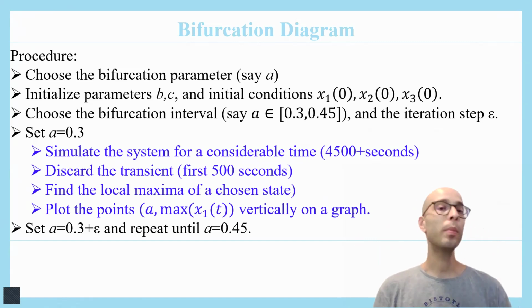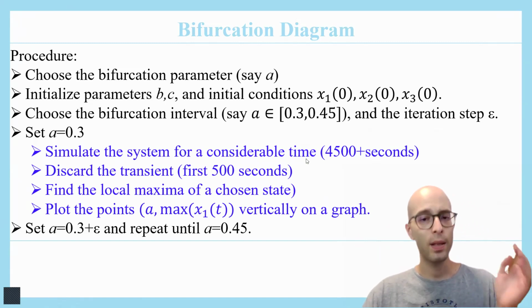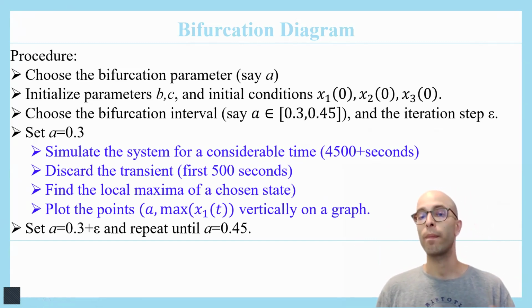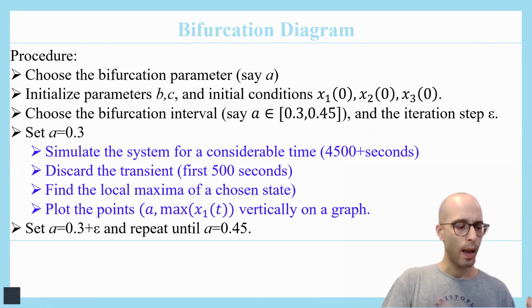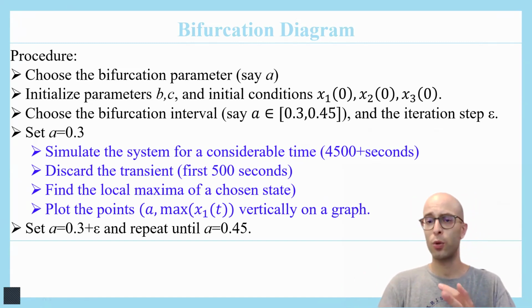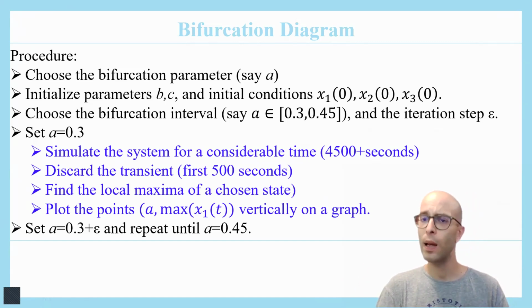So to plot the bifurcation diagram, I simply have a for loop. I start from the first value, 0.3. I simulate the system for a considerable time. After I obtain the solution, I discard the transient, let's say 500 seconds. And then for the resulting solution, I choose any state of my choice, x1, x2, x3, whatever, it doesn't matter. Qualitatively, we will have the same diagram. Let's say I choose the first state of the system.